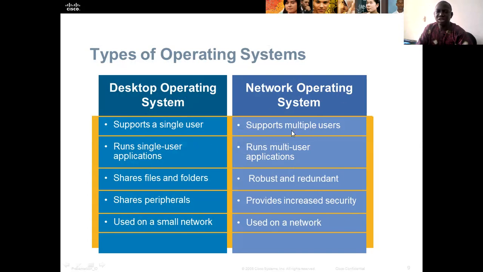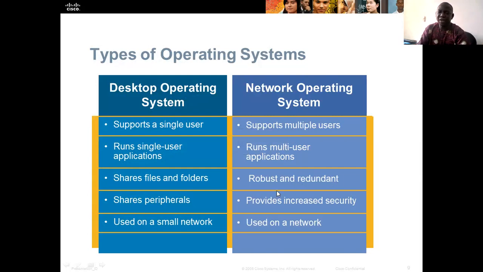Network operating systems actually support multiple users. That's why they are called network. The main reason is to support multiple users, and they run multi-user applications. They can also reduce the amount of hardware that you buy, and they can centralize management of a lot of things with a server-client scenario.